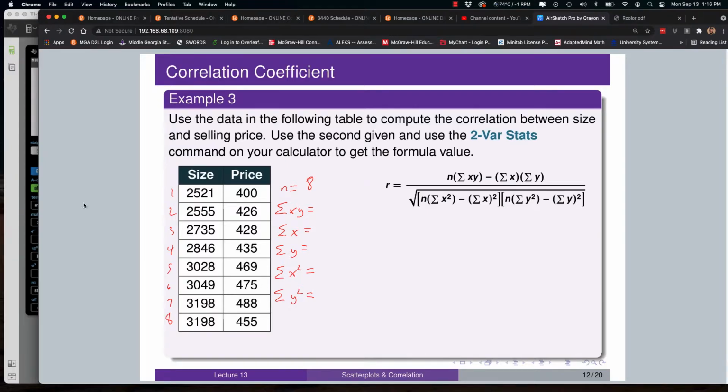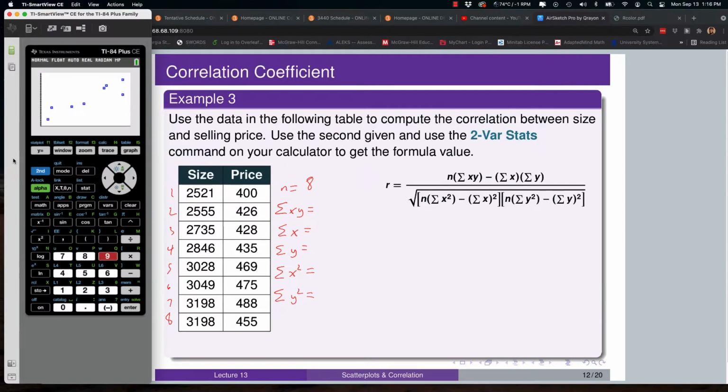So in the calculator, though, we can get these values and these sums really quickly. I already have my data set in stat in list 1 and list 2. If I hit stat again, go over to calculate, and then go down to 2-Var Stats instead of 1-Var Stats, I'm treating list 1 and list 2. It does what 1-Var Stats does, but when you have 2 columns of data, in this case list 1 and list 2.